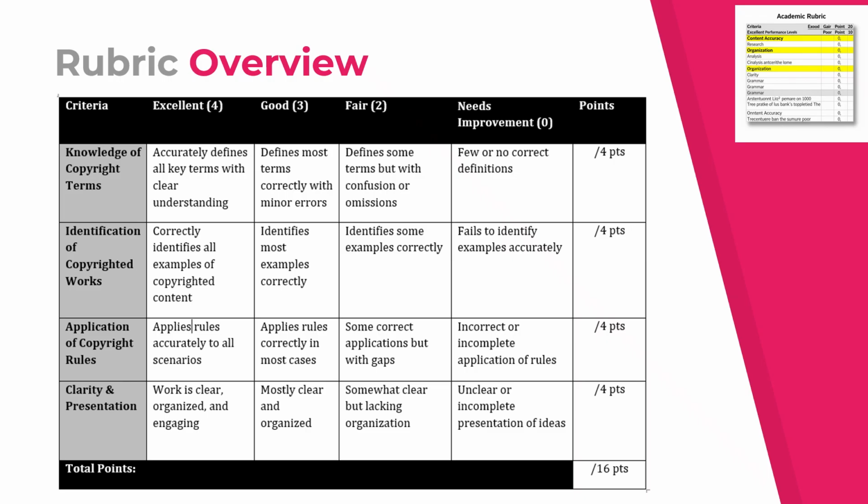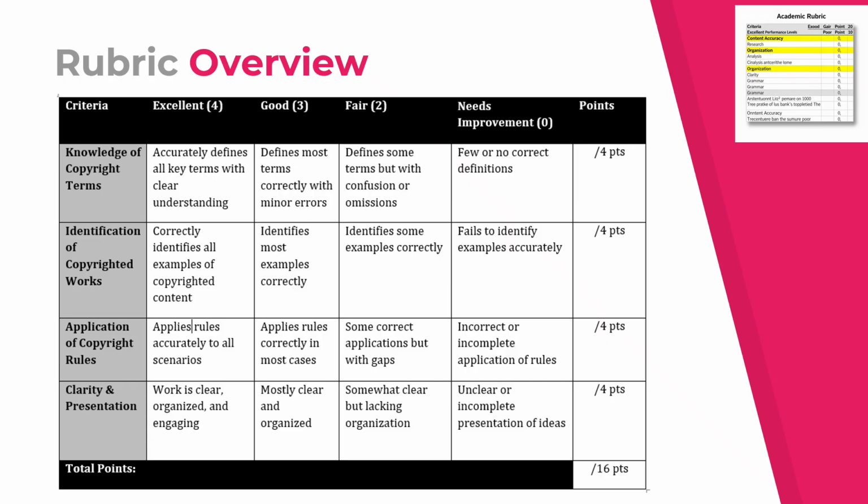Here's the rubric designed to evaluate student understanding of copyright concepts. It focuses on four key criteria: knowledge of terms, which assesses how accurately students define and use copyright vocabulary. Identification of copyrighted works, which measures their ability to distinguish between protected and public domain materials.